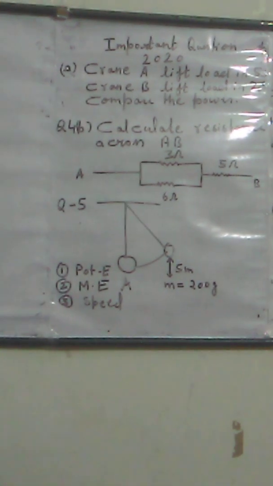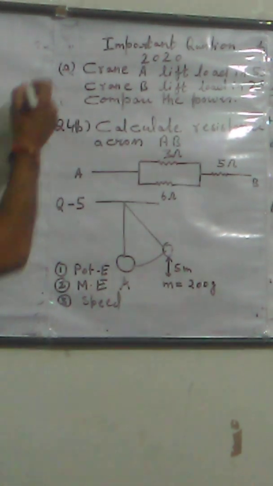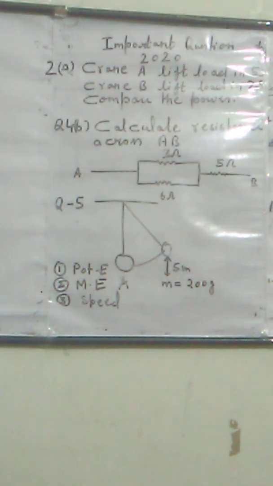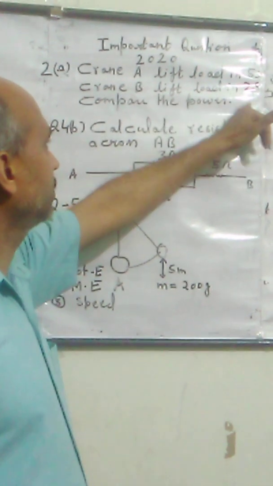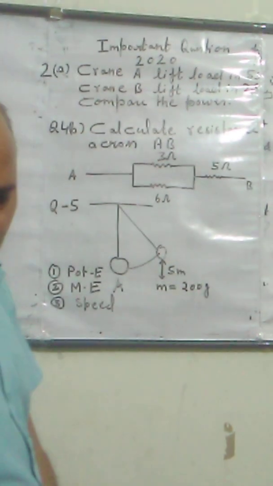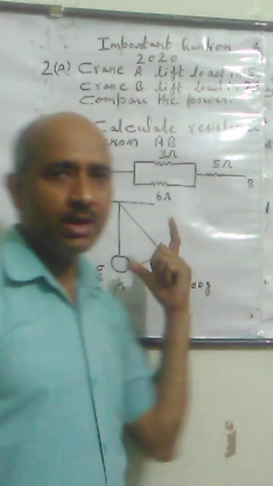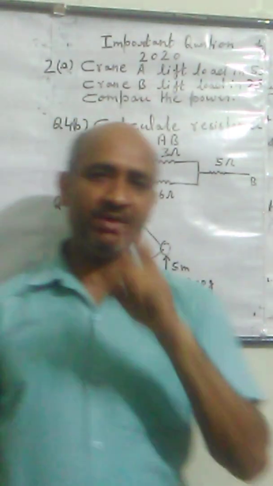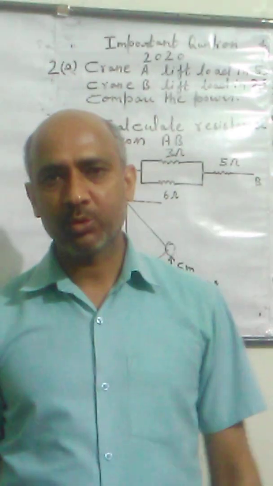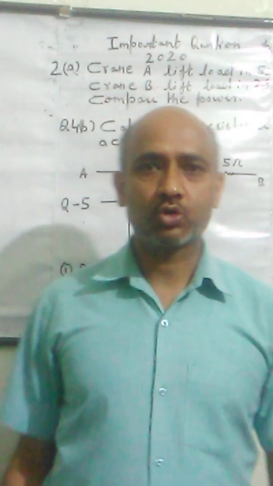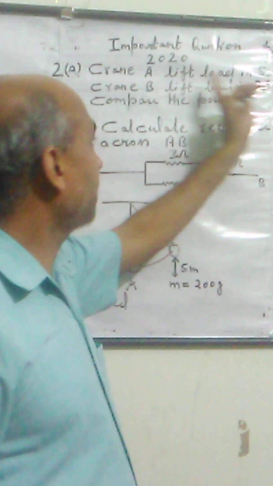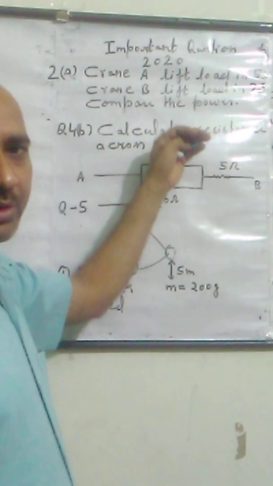The first is question number 2, A part. A crane A lifts a load in 5 seconds. Crane B lifts the load in 2 seconds. Compare the power. So in this question, what we have to do is compare the power. When we talk about comparison, we simply find the ratio between the two. So we have to find the power of A, the power of B, and then take the ratio.